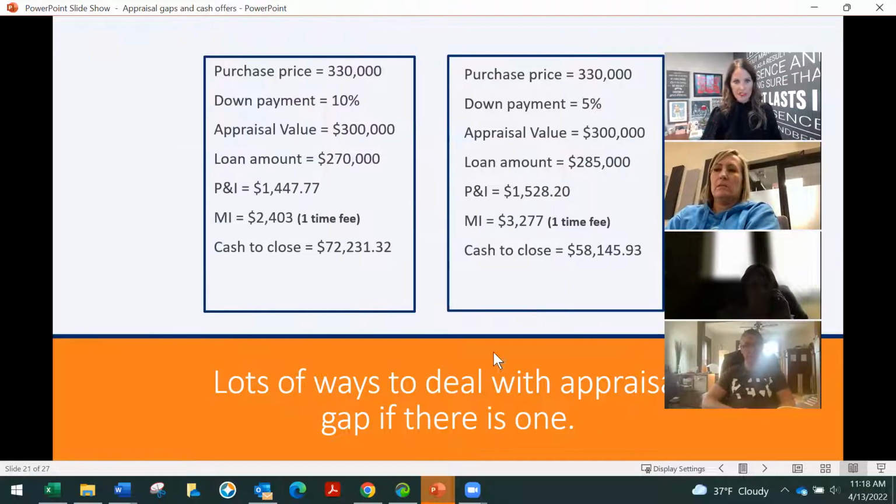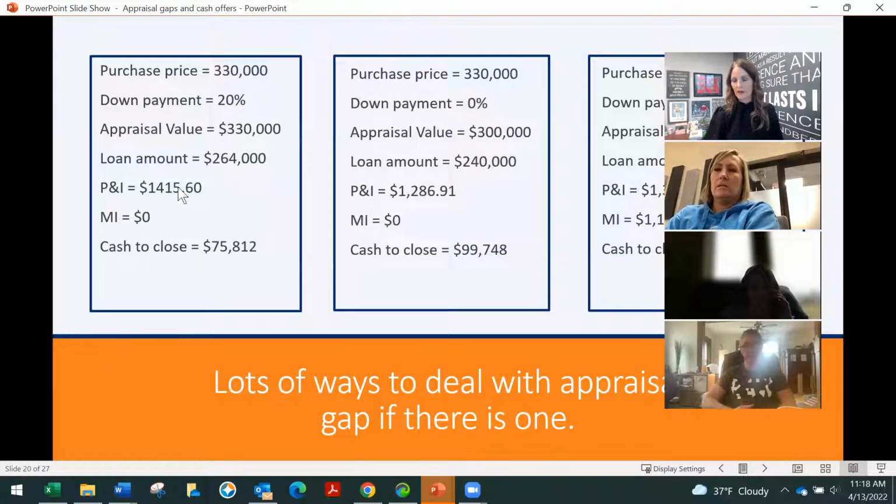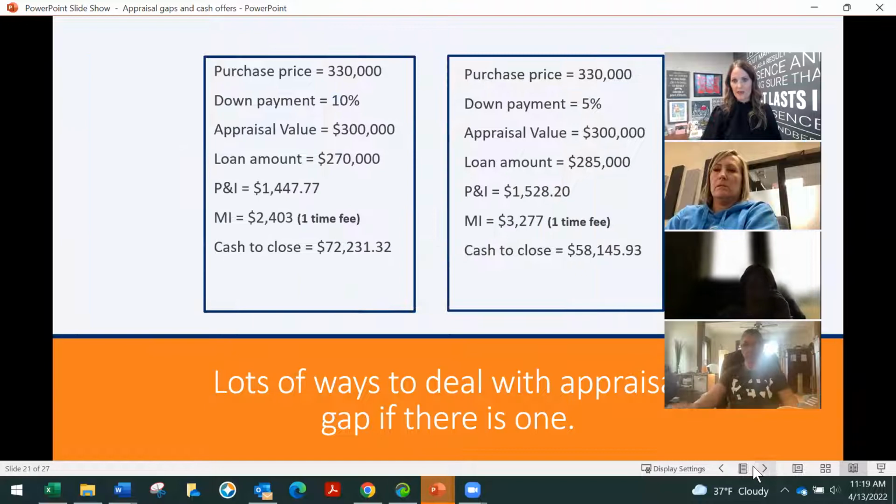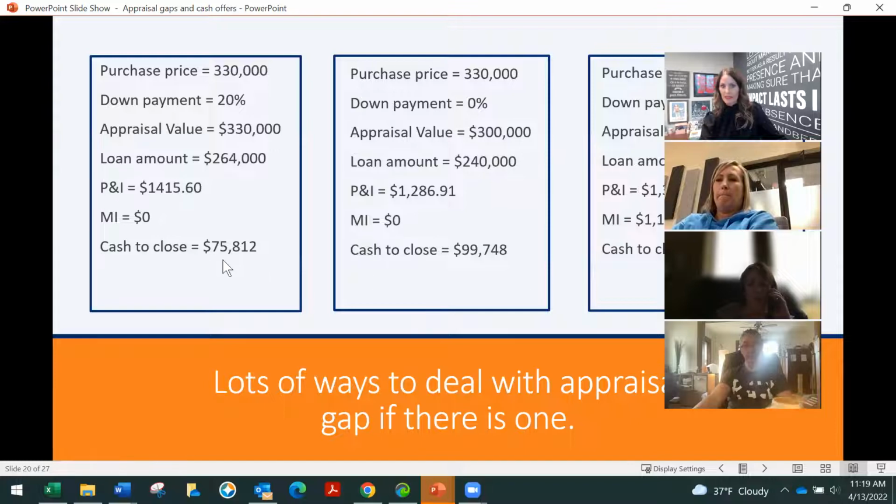And what is the difference in their monthly payment? $1,447 versus $1,415. It's virtually the same loan. I'm just financing a little bit more. Okay. Let's go even deeper. Let's say we purchase that at 330. Let's say the appraised value is 300 and I lend them 285. Now my one-time fee goes up, but now my cash to close is way less than over here. It's way less than even what they started with.